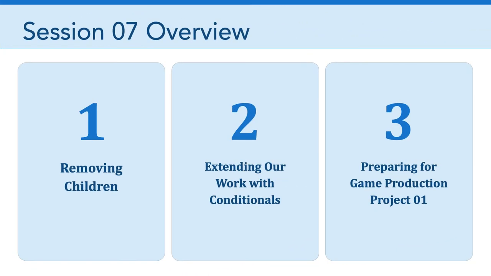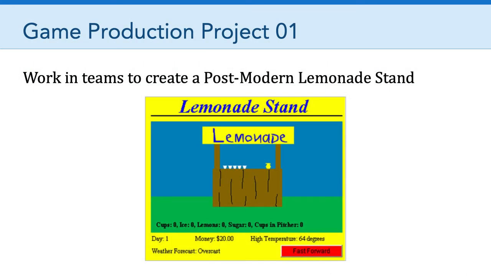In this last section, I want to talk about where we're going related to all of this, and specifically for our first game production project. For game production project 1, you are going to work in teams to create a postmodern lemonade stand. Now, if you're not familiar with lemonade stand, that is the very old classic business simulation. It was initially created by the Minnesota Educational Computing Consortium back in 1973, and it was a huge success and has led to countless examples and versions over time.